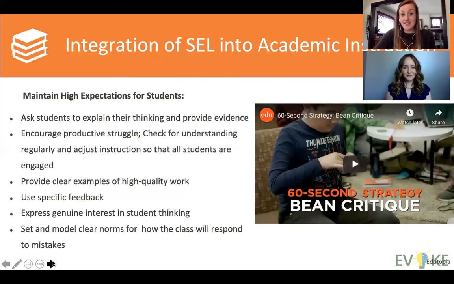So incorporating SEL into academics looks like asking students to explain their thinking and to provide evidence. Oftentimes as teachers, we are trying to just make sure that we're getting through the curriculum and getting kids through to the tests and to show what they know, but we don't know how they are coming up with their ideas or their knowledge. So it's really important to ask, how did you get your answer? Can you give us some evidence to show what you know?